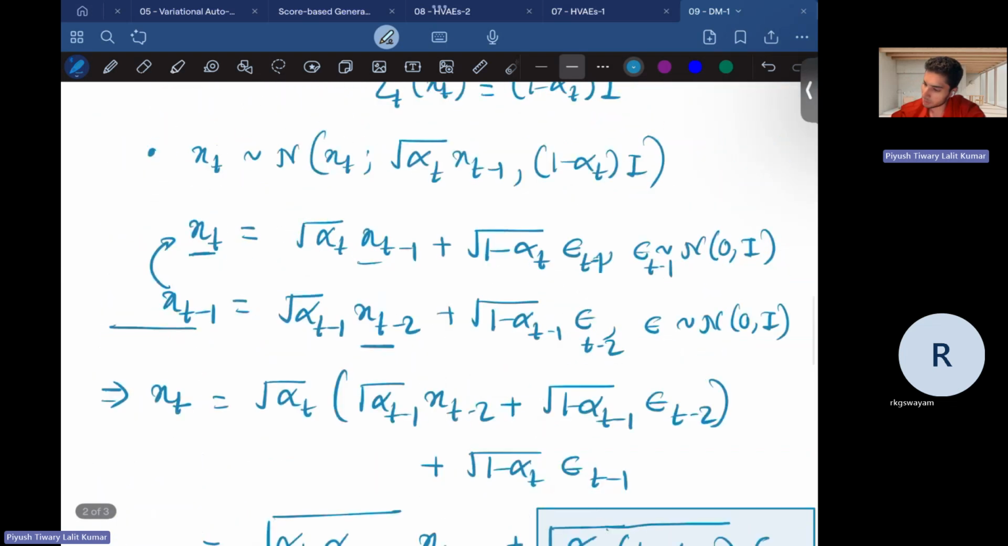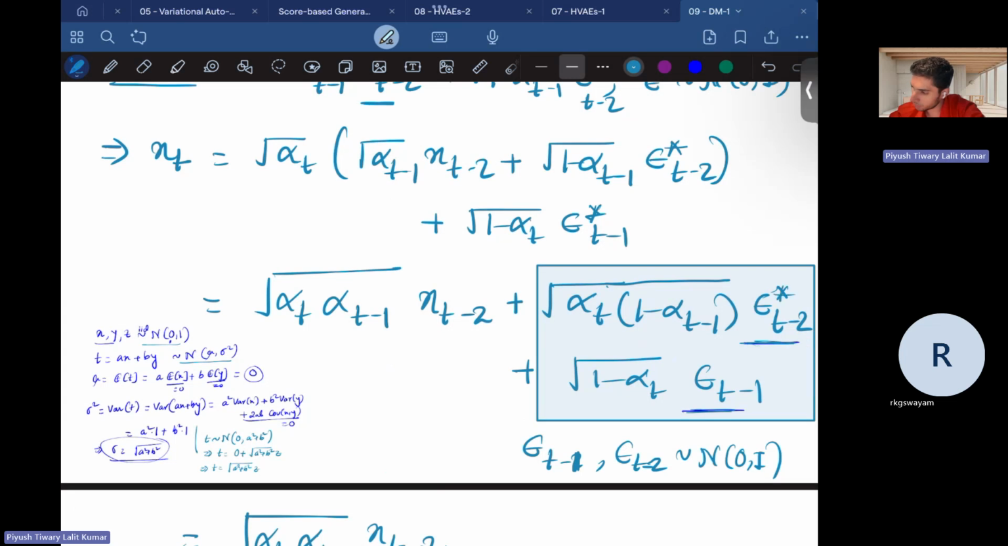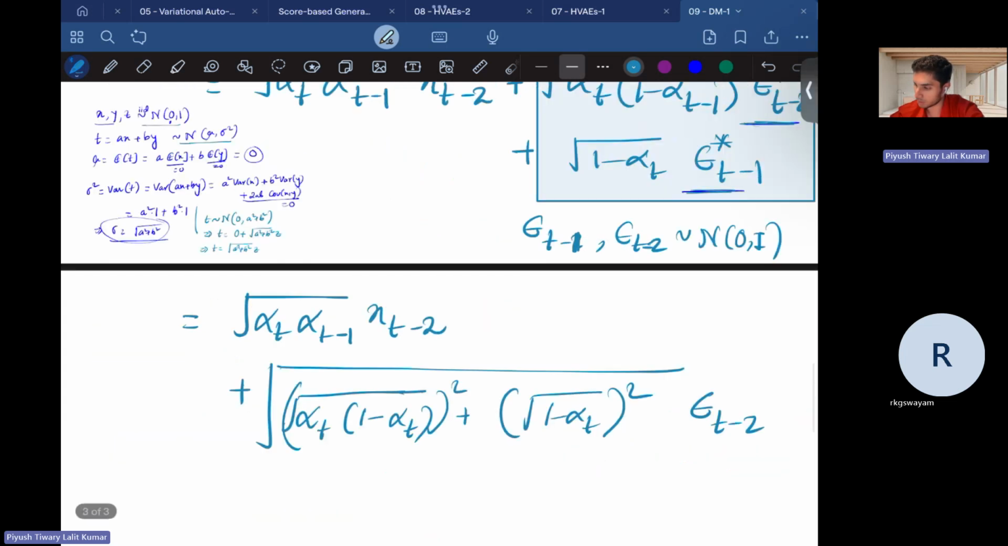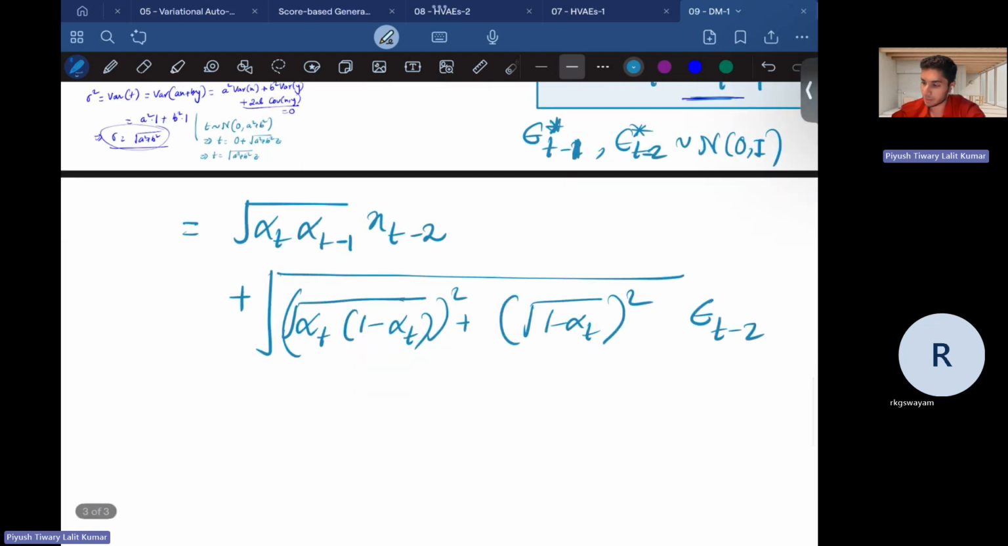Maybe what I can do is, let me call this star. This is again star. These are all stars. These epsilons are star. Okay. I'm just doing that to avoid some confusion. That's all. So epsilon stars are just Gaussian 0, 1, and I am writing them as this thing. Is this fine? Like I'm removing the star now. This epsilon t minus 2 is just again another IID Gaussian random variable. Is that fine? Yes, yes.